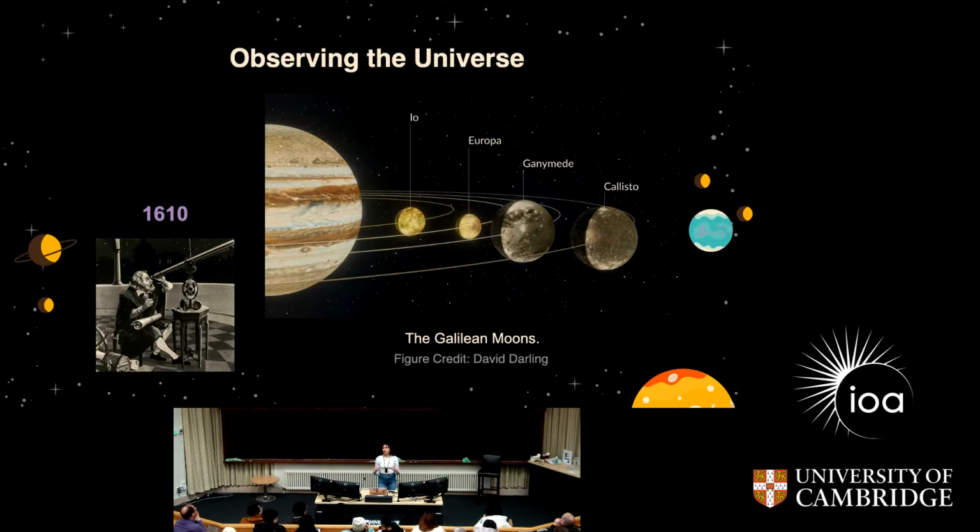And one of the very first things that he found when using one of these telescopes is the Galilean moons. So the moons that are orbiting around Jupiter, and that show us that actually the Earth is not at the center of the universe. So this challenges the geocentric model of our universe, seeing that there are other objects that can orbit around other individual objects in the universe.